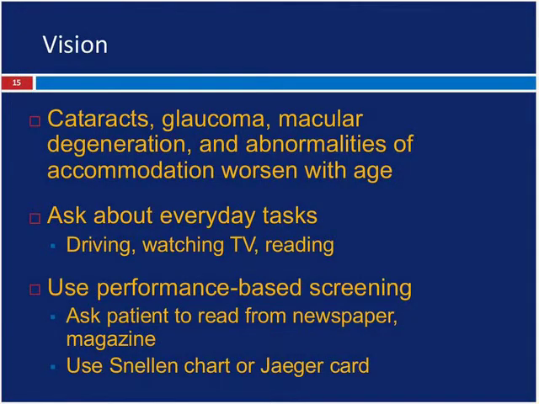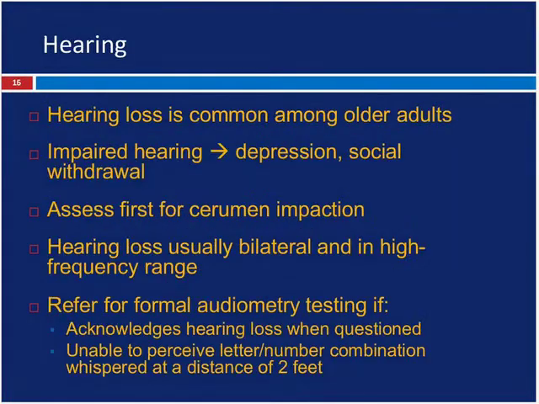I mentioned earlier about the different disorders that are highly prevalent in this population. During the course of your conversation, you can be asking an assessment of the functional abilities, ask about driving, watching television, reading. Each of these tasks require visual capabilities. I mentioned earlier about the performance-based screening and also the use of a Snellen chart or Jaeger card.